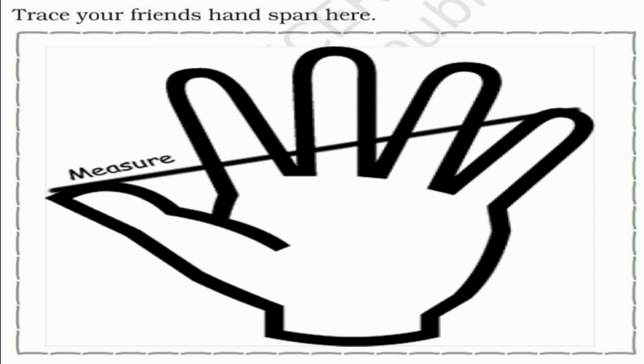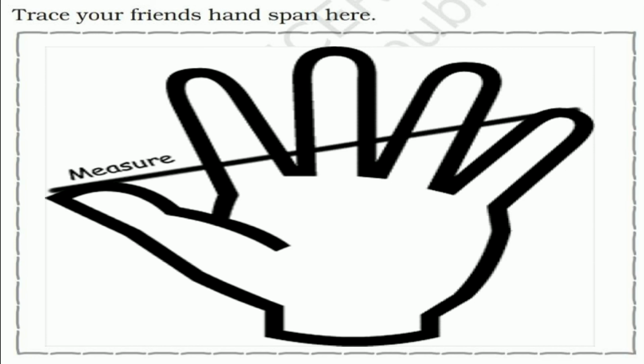Next, trace your friend's handspan here. What should we do? Children, if you have any friend at your home, tell them to place their hand here and trace their hand. Draw a line along the edges of their palm.